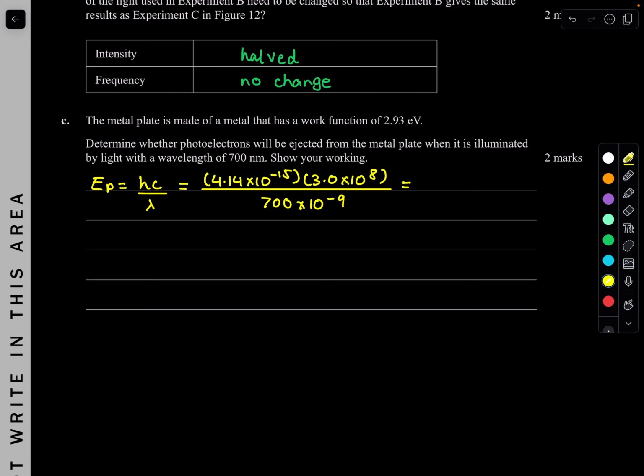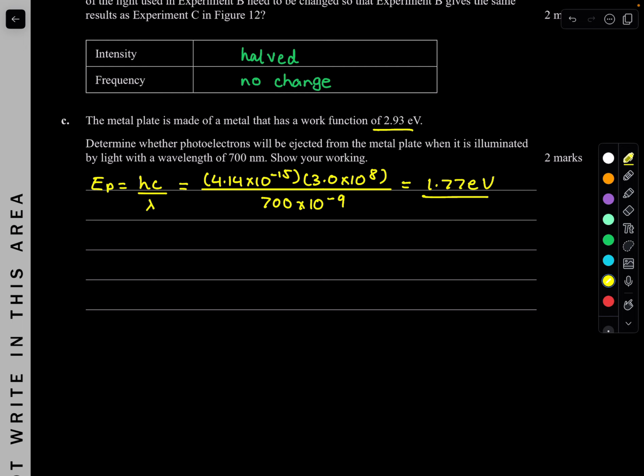So 4.14 times 10 to the negative 15, times 3.0 times 10 to the power 8, divided by 700 times 10 to the negative 9. That gives me 1.77 electronvolts.